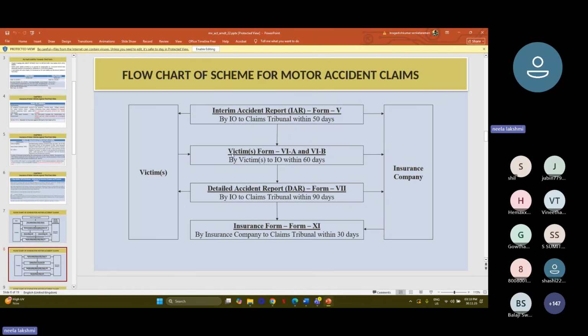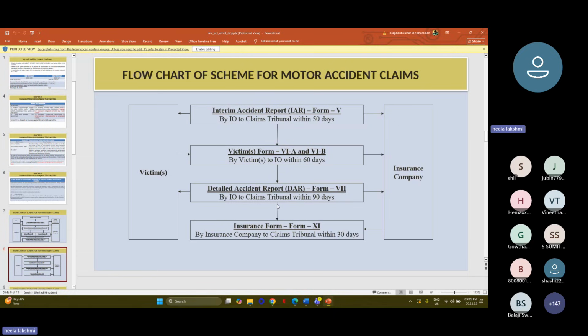From there, victims' form 6A and 6B. This is prepared by the IO regarding the details of the victim: his name, age, occupation, address, proof of income, nature of injuries, everything will be available in the victim's form, form number 6A and 6B. The victims have to get it ready and submit it to the IO within 60 days. This would be provided to the insurance company also by the IO.